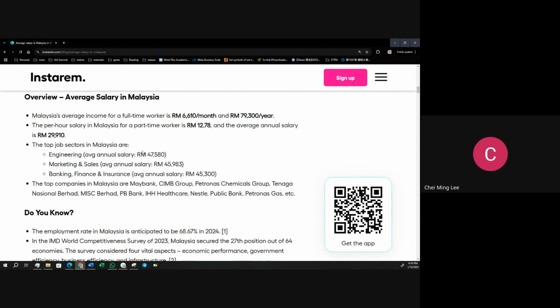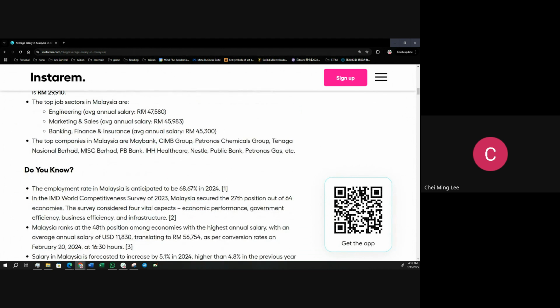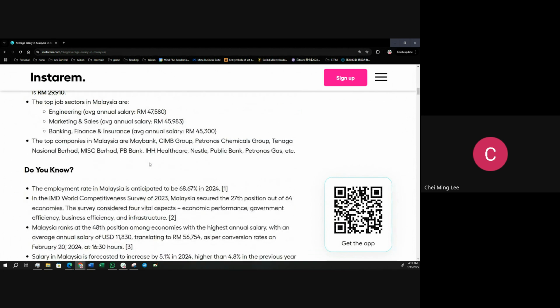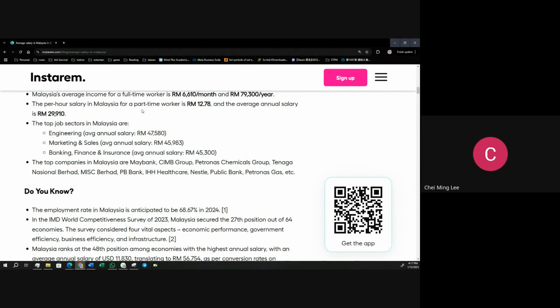This one is from Tipu. He said the average income is 6,600 per month, right? But the top sector is only 48,000. Where do these numbers come from? That's why you see the name Instagram. It's actually a meme. They are trying to laugh at the white-collar statistics from Malaysia, but this is the true one. So you see, bank and finance followed by this.